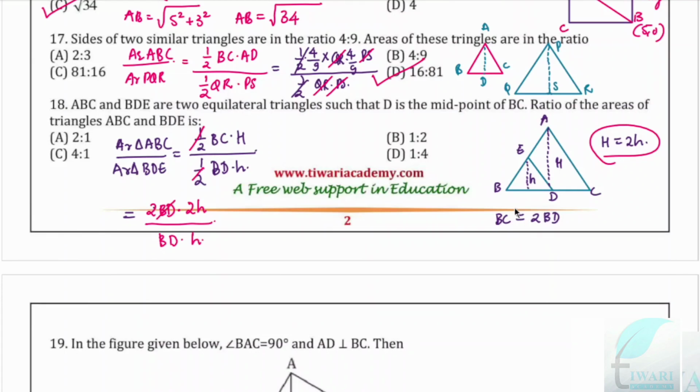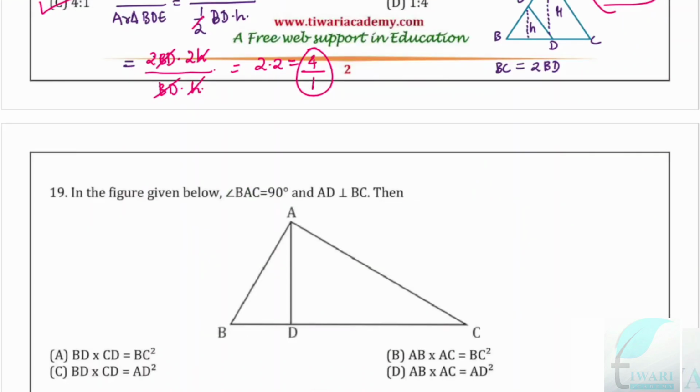So the remaining value here is 2 into 2, that is equal to 4, and 4 can be written as 4 by 1. So the correct answer is C, which is 4 is to 1. So coming on to solution 19.